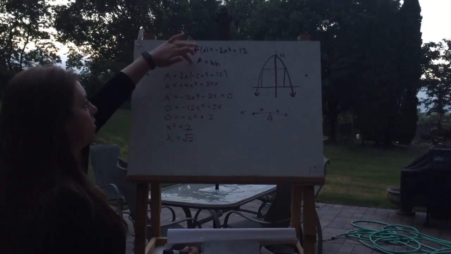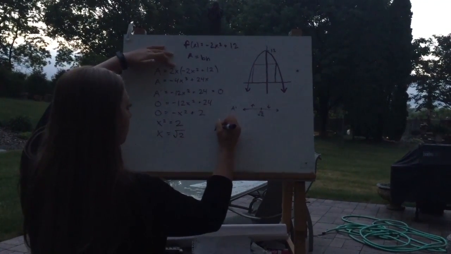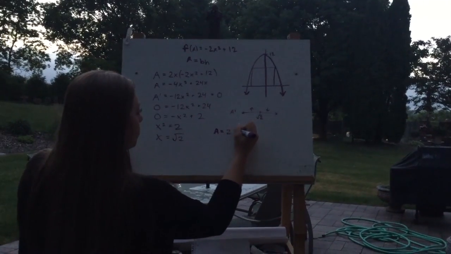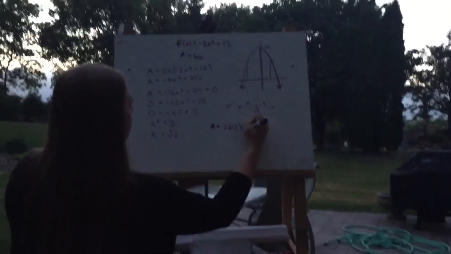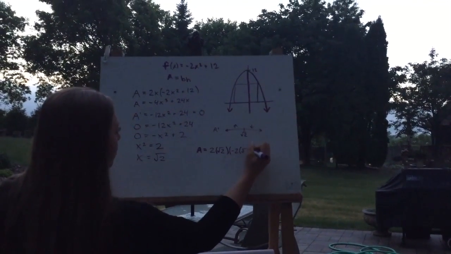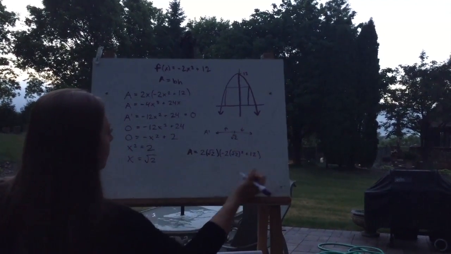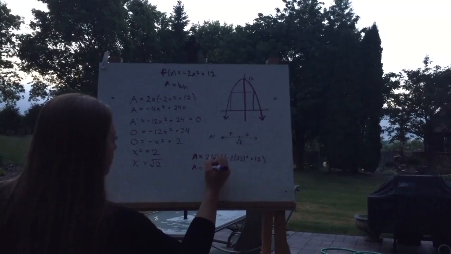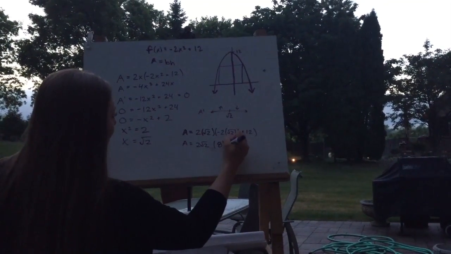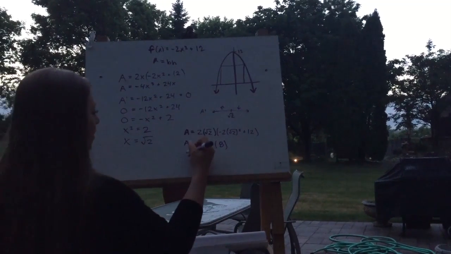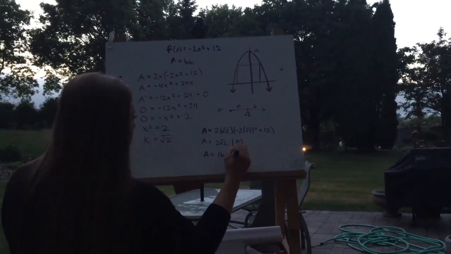So to find the total area, I'm going to plug it back in here. So for base, we're going to have 2x, which is 2 times the square root of 2, and then your function, which is negative 2 times square root of 2 squared plus 12. So that is 2 square root 2, okay, sorry, which is 8. And then your final answer will be the area is 16 square root 2.